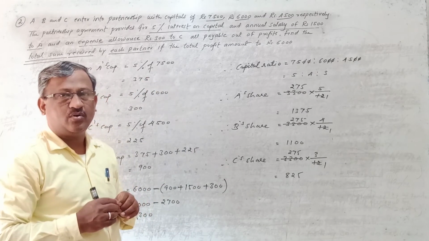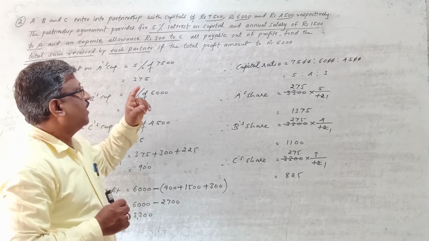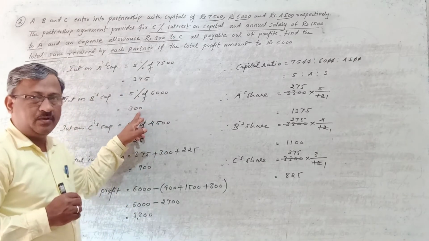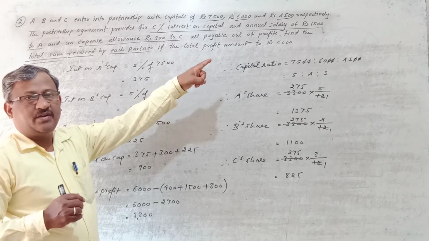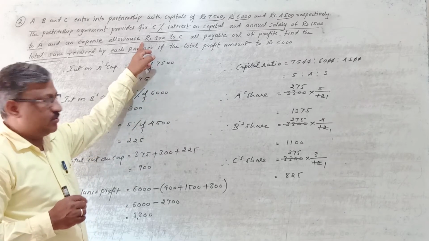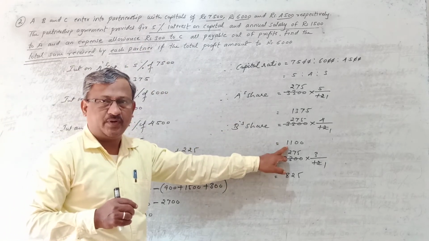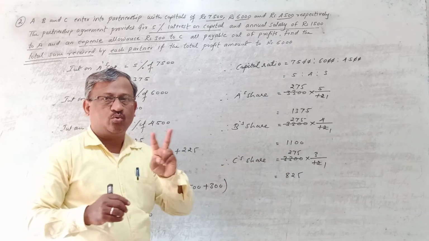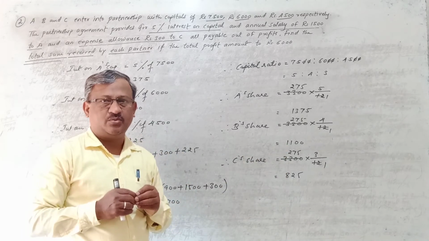Like that you have to find out for B. What is B getting? B is getting interest on his capital. He is getting neither salary nor expense allowance, but he is getting a share out of that balance profit, 1,100. The total of these two things is the total share received by B.